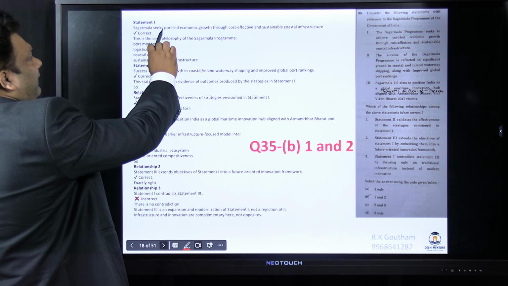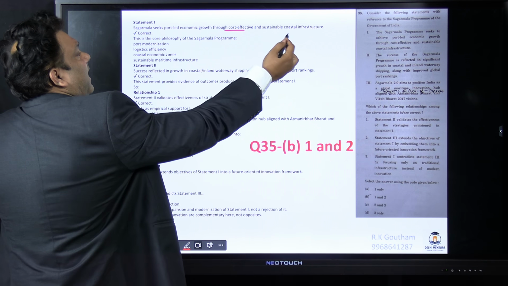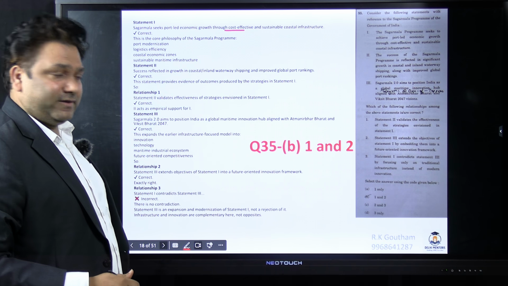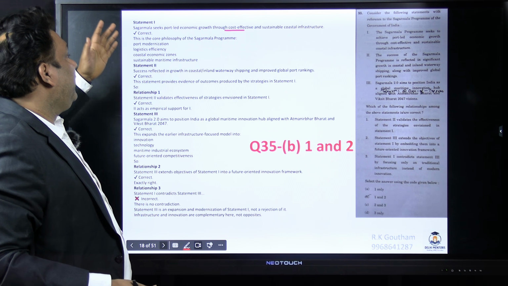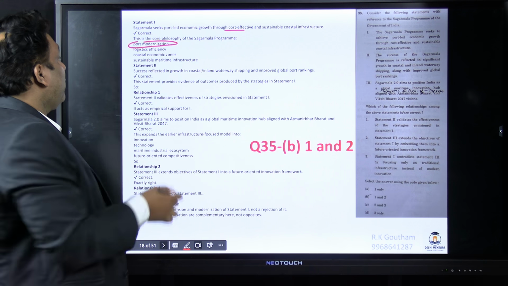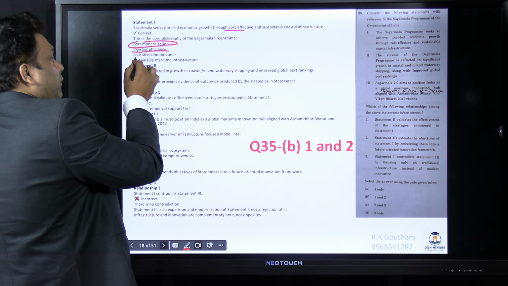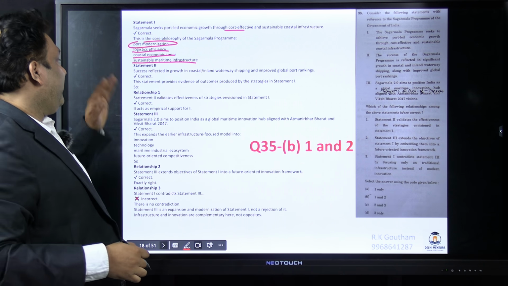Now Sagarmala seeks port-led economic development to cost-effective and sustainable coastal infrastructure. Now look at the statement here. So there is no possibility of catching anything wrong in this statement. In fact, it is for port modernization, port development, logistic efficiency, coastal economic zone, and sustainable maritime infrastructure. Now look at the second statement.